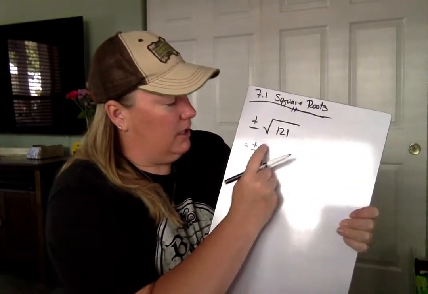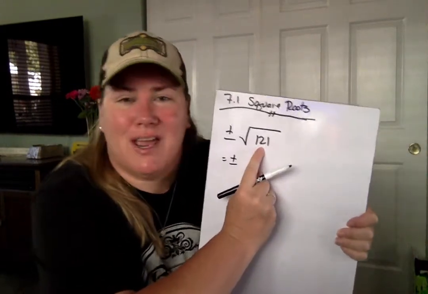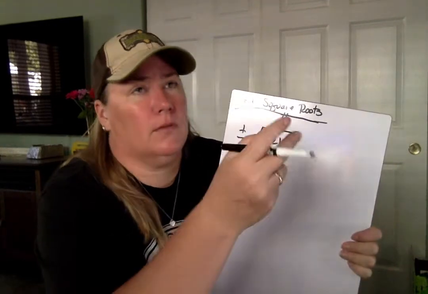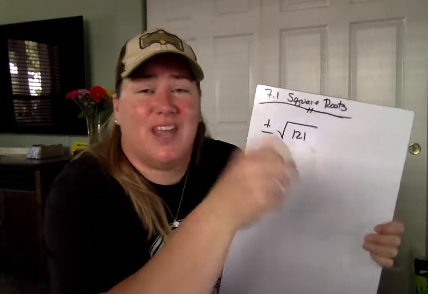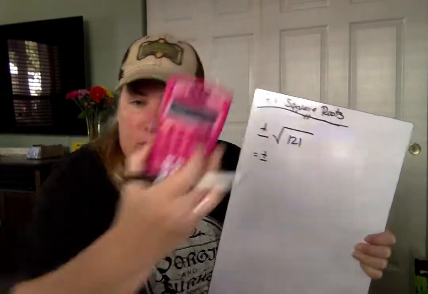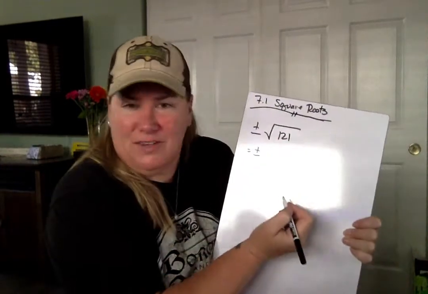Okay, so we have the positive and negative. Now we're taking the square root of 121. So the same number being multiplied by itself to get 121. Another way of thinking of that, the same number being multiplied twice to get it. If you do it on your calculator, you can find it quick, or if you have it memorized.